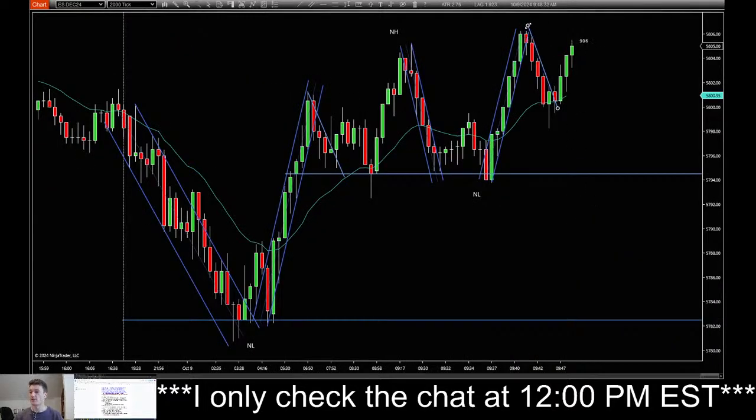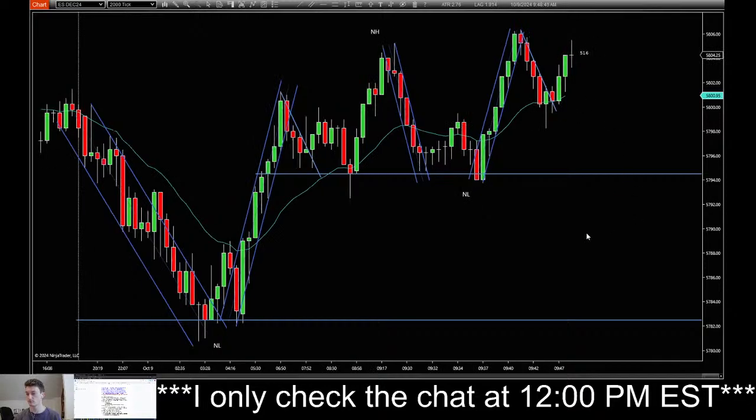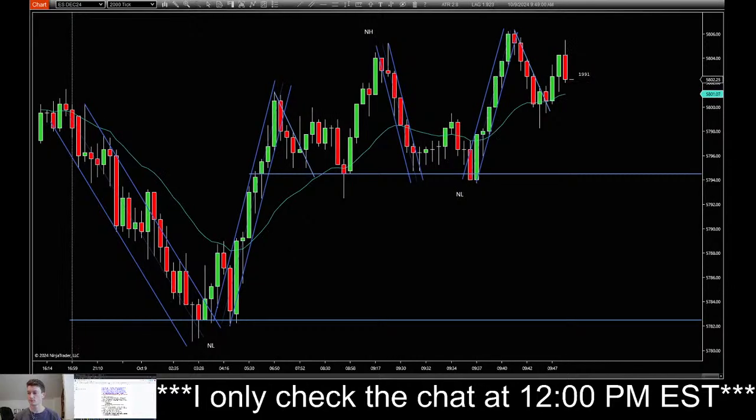Looks like we probably won't get a chance to enter on the ES, unfortunately. Okay, maybe there will. So if that does go lower, touch the EMA, and give me a nice bullish bar, then there could be an entry there.